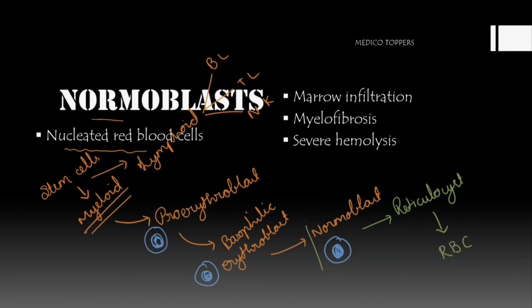So normoblast is none other than the nucleated red blood cell, and it is the precursor of the RBC. It is seen in marrow infiltration and myelofibrosis. The basic problem is, whenever there is any problem in the bone marrow, that will lead to a problem in hematopoiesis, and mainly in erythropoiesis, leading to normoblasts. And in case of severe hemolysis, in order to compensate, our body will try to do a large amount of erythropoiesis, but because of the lacking quality of erythropoiesis, it will lead to excess production of normoblasts.